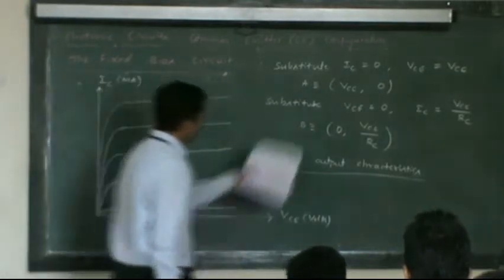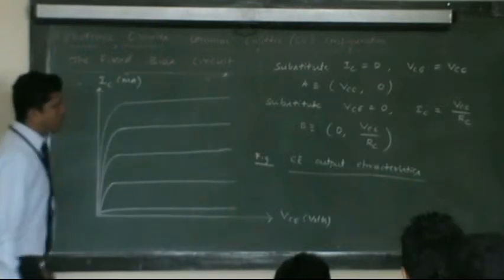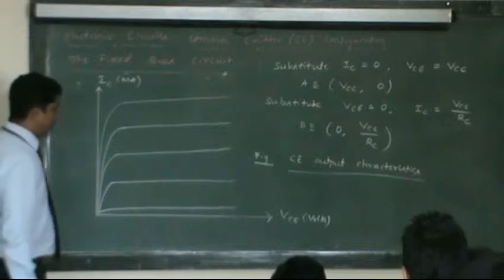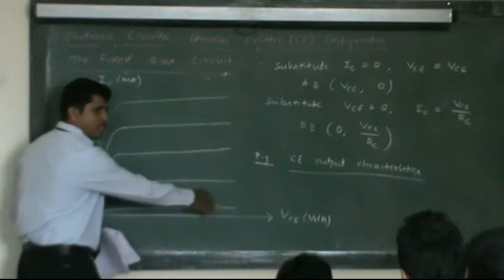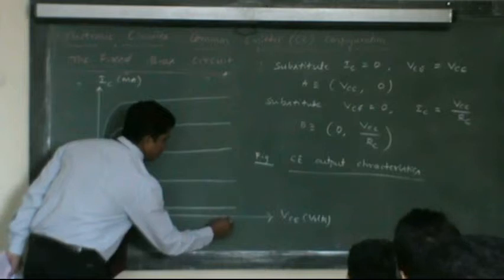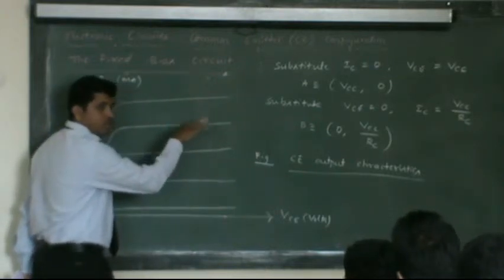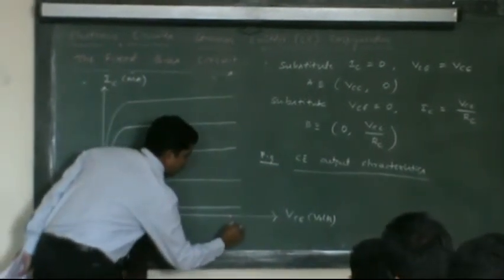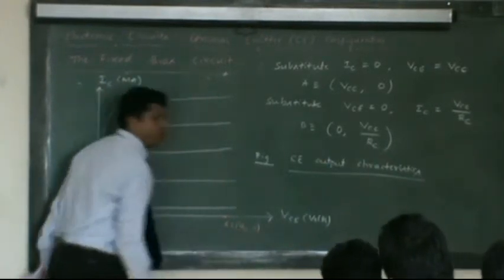Next, I am going to plot these two points on this axis. One is, let us show first point A: VCC comma 0. VCC may be somewhere here. If you plot 2, 4, 6, 8, up to 10 volts, and I assume that VCC is going to be 10 volts, let's assume it is somewhere here. You understand how I located this point? A point is where Y is 0. That means it should lie on the X axis. So this particular point is A, which is VCC comma 0.